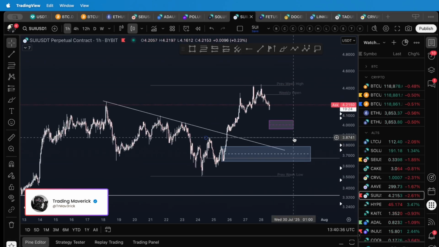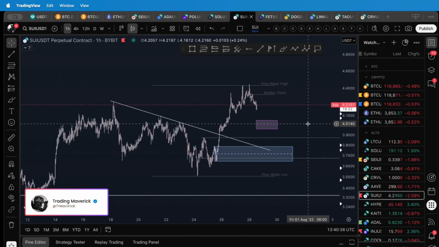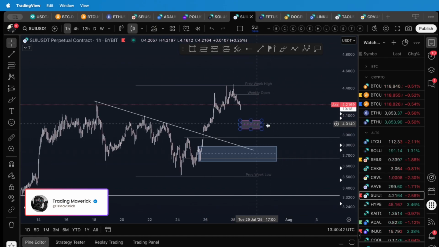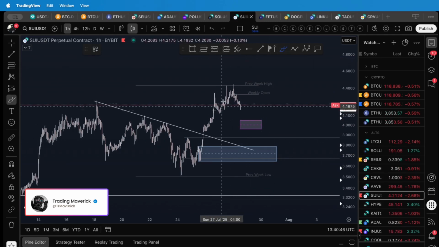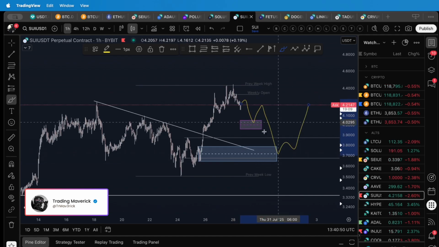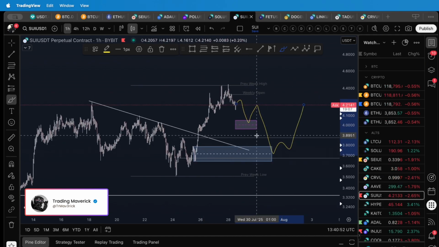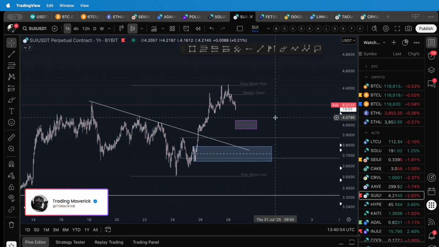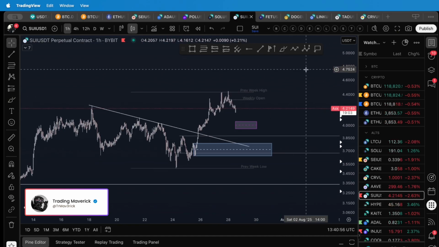I also have ready a SUI chart, here in this pink box. I would like to get some longs maybe, and if we are due for a bigger pullback, maybe something like this. The blue box would be ideal long zone for me here, and then we target $5.